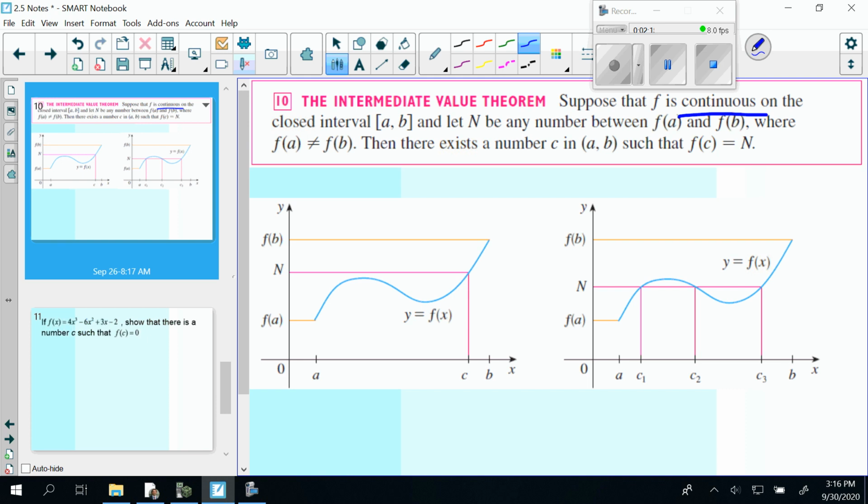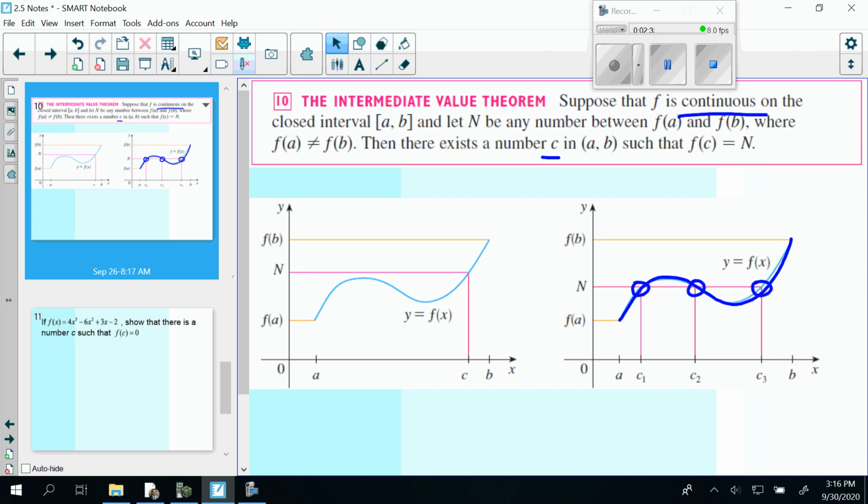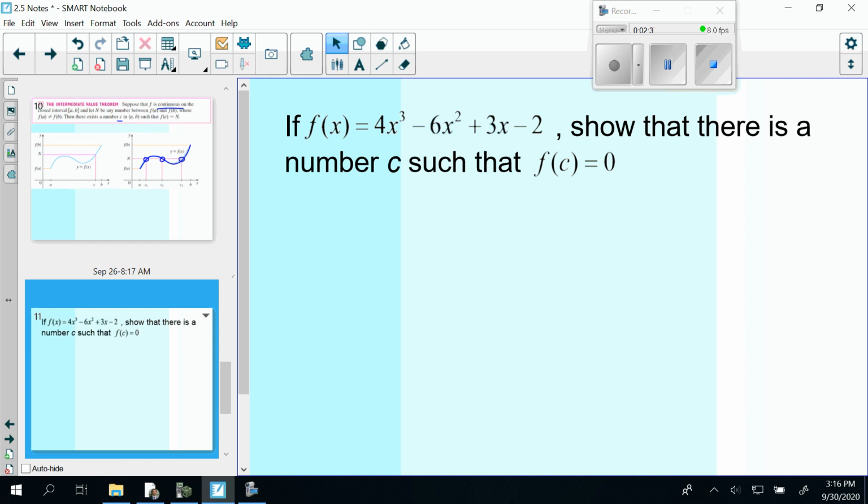Now, if you look at the second graph, it may be that we pass through that value multiple times, but we're guaranteed at least one spot. It might be more than one, but for sure, absolutely there has to be one value. This can help us establish and find stuff such as this problem.